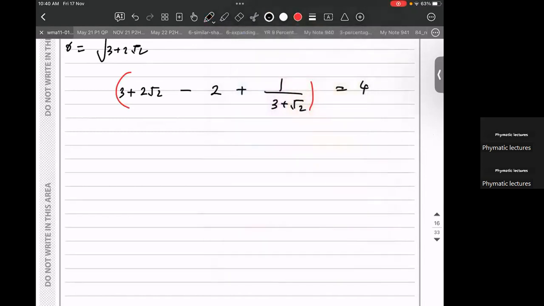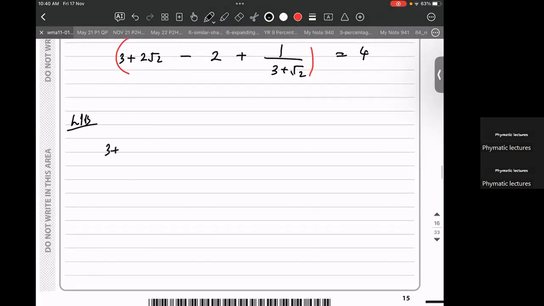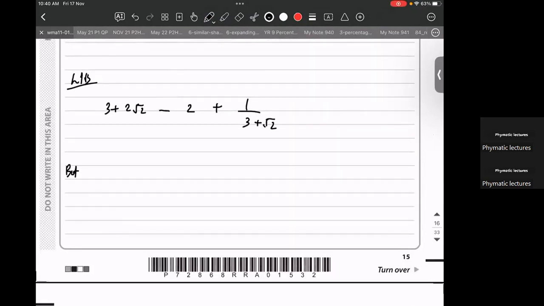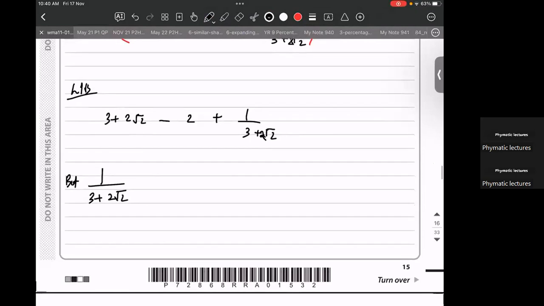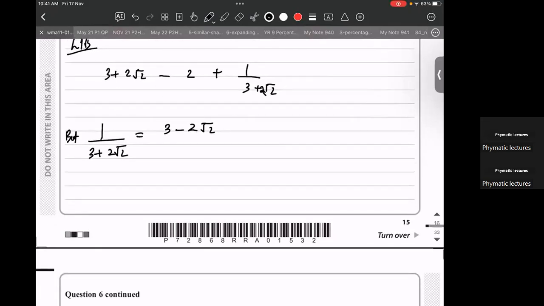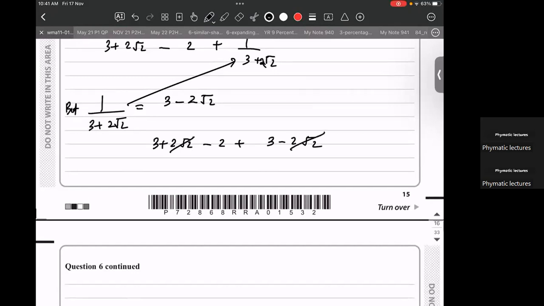So now you just consider our left-hand side. What is our LHS? 3 plus 2 root 2 minus 2 plus 1 by (3 plus 2 root 2). And we already found out from the B part that 1 divided by (3 plus 2 root 2) is 3 minus 2 root 2. So you substitute this here. So what happens? 3 plus 2 root 2 minus 2 plus 3 minus 2 root 2. 2 root 2 and minus 2 root 2 got cancelled. So 3 plus 3 is 6, 6 minus 2 is 4. And 4 is our RHS.